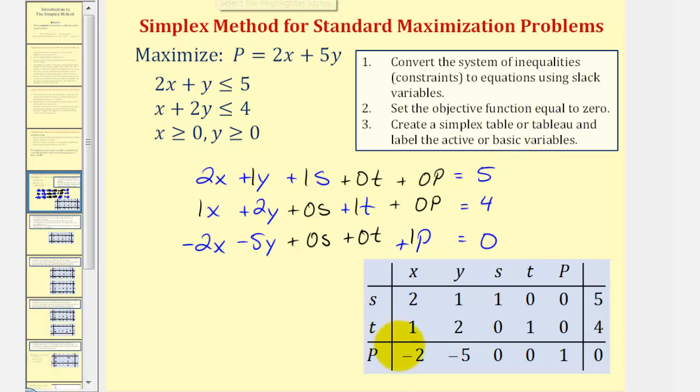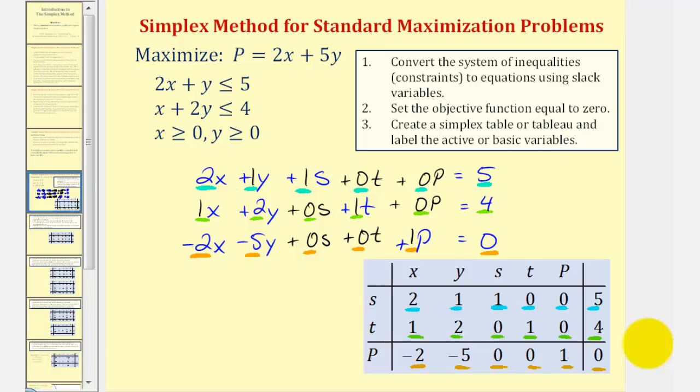So to set up the tableau given here, we first label the columns with the variables used: x, y, s, t, and p. Our first row, again, will be the coefficients from the first equation. So notice how we have 2, 1, 1, 0, 0, 5. Next we have 1, 2, 0, 1, 0, 4. And finally we have negative 2, negative 5, 0, 0, 1, 0.